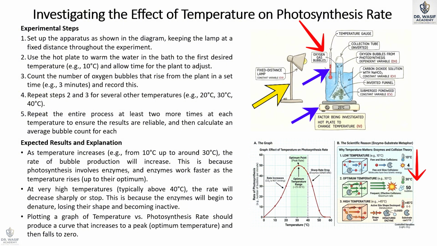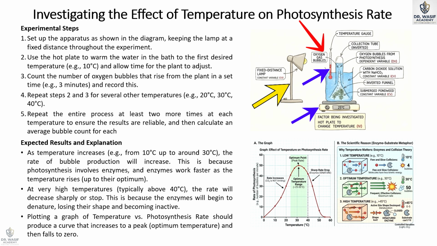From 10 degrees Celsius up to about 30 degrees Celsius, the rate of bubble production will climb. As the temperature rises, the enzymes and molecules will gain more kinetic energy, moving faster and colliding more often. But watch what happens after the peak. At very high temperatures, usually above 40 degrees Celsius, the rate crashes. The heat is now too intense, causing the enzymes to denature. They lose their shape, they become inactive, and the photosynthesis process stops entirely.